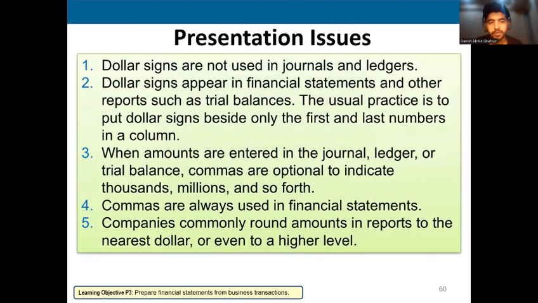Now the presentation issues. Dollar signs are not used in journals and ledgers. You have to keep this in mind, as it is very obvious. Dollar signs appear in financial statements and other reports such as trial balances. The usual practice is to put dollar signs beside only the first and last numbers in a column, which shows that all amounts are in dollars. Amounts are entered in the general ledger or trial balance. Commas are optional, but commas are commonly always used in financial statements.